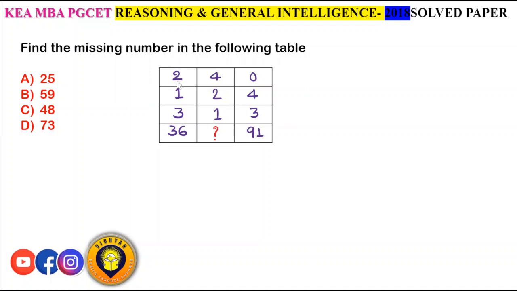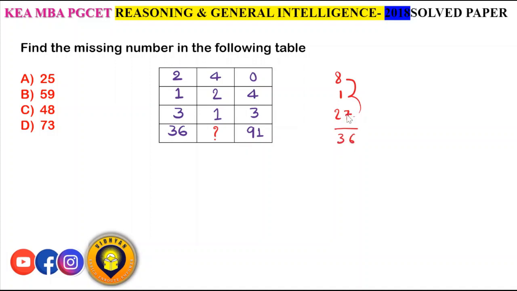Then look at the squares. Square of 2 is 4, square of 1 is 1, square of 3 is 9. 9 plus 1 is 10, 10 plus 4 is 14, but there is no relation between 14 and 36. You cannot establish any proper relation, right? Then look at the cubes. 2 cube is 8, 1 cube is 1, 3 cube is 27. 27 plus 1 is 28, 28 plus 8 is 36.